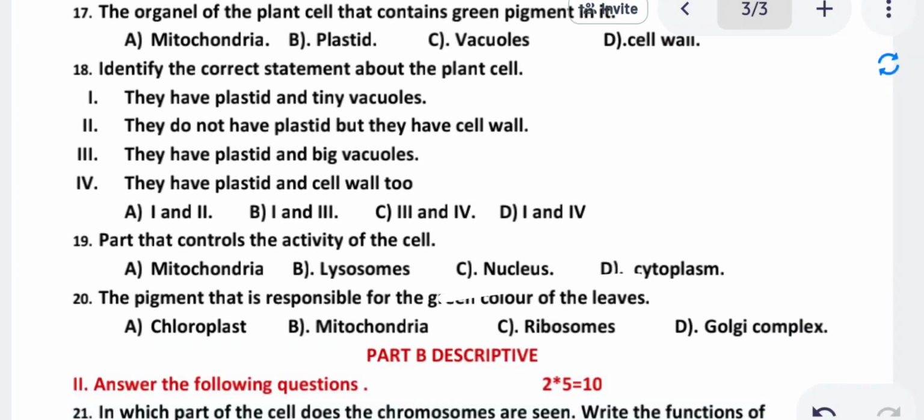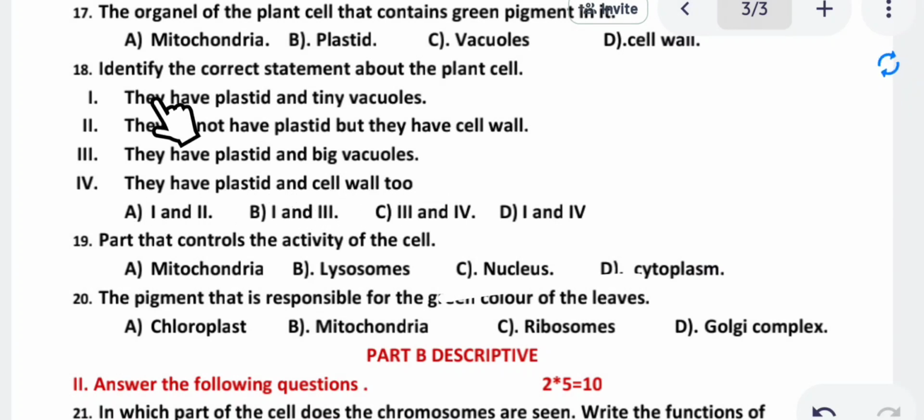And now the 18th one. Identify the correct statement about the plant cells. They have given some statements here, all related to plant cell, and we have to identify which is correct. One: they have plastids and tiny vacuoles. Two: they do not have plastid, but they have a cell wall. Three: they have plastid and big vacuoles. Four: they have plastid and cell wall too.